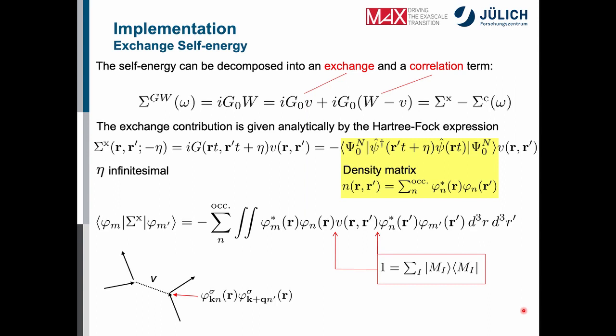In the GW implementation, we divide the GW self-energy into two parts, the exchange and the correlation part. This separation is made because the two terms have a different mathematical structure and different algorithms are used to evaluate them. As already mentioned, the exchange self-energy, G times V, corresponds to Hartree-Fock, and here we see it explicitly. The Coulomb interaction acts instantaneously, so the time arguments are effectively identical, and for identical time arguments, the Green function is just the density matrix, which, together with the Coulomb potential, yields the Hartree-Fock exchange potential.